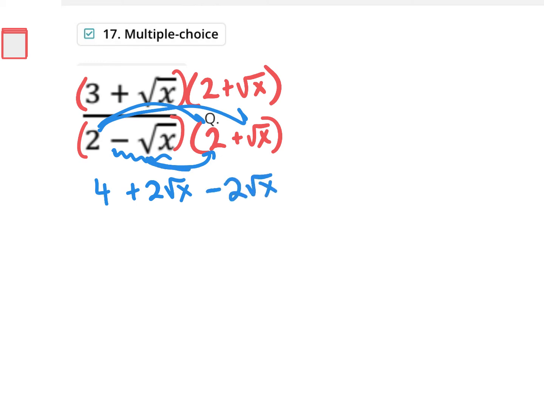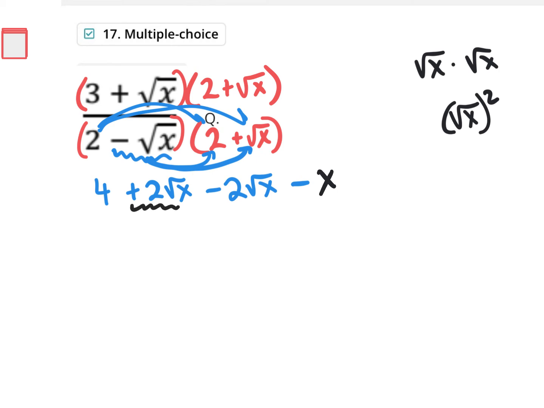When you go negative square root of x times positive square root of x, a negative times a positive is a negative. And let's think, what is the square root of x times the square root of x? If you did that on the side, square root of x times square root of x, that's really the square root of x times itself 2 times, and we know that the square root and the square undo themselves, giving you just x. So right here we have just a nice beautiful x. And what about the middle term, the positive 2 square root of x and the negative 2 square root of x? Those obviously eliminate. So in the denominator, we really only have 4 minus x.